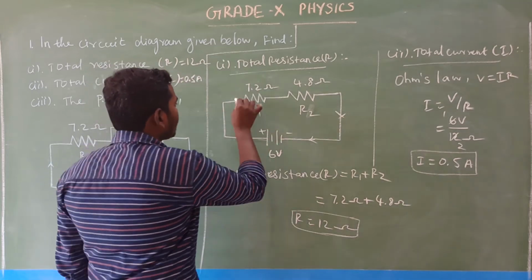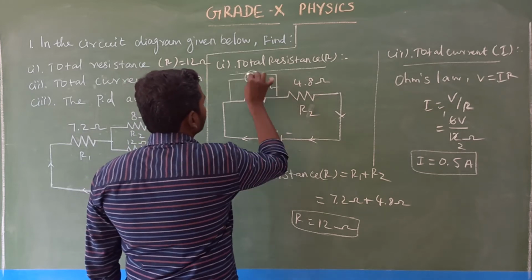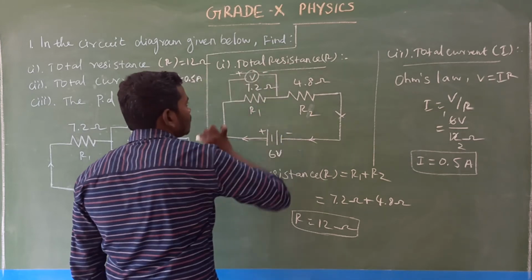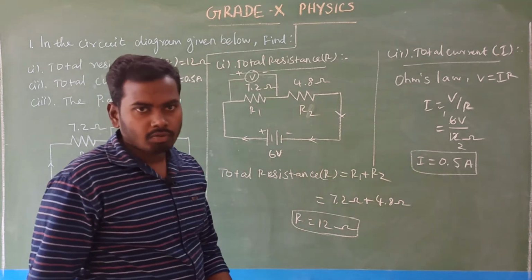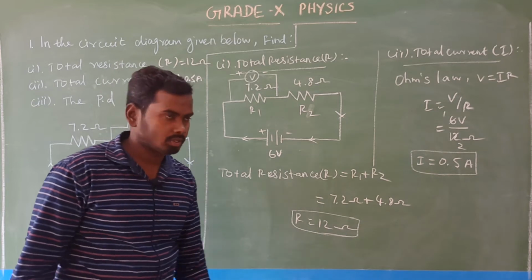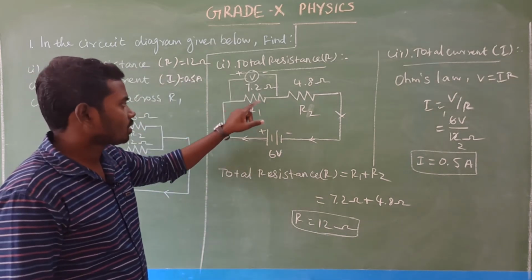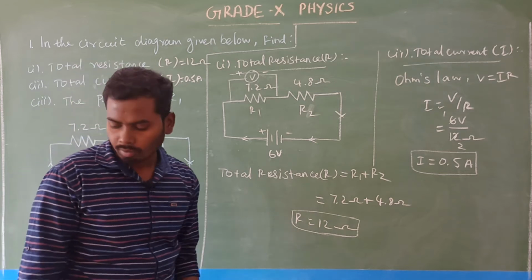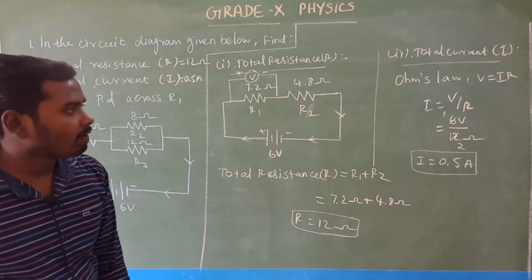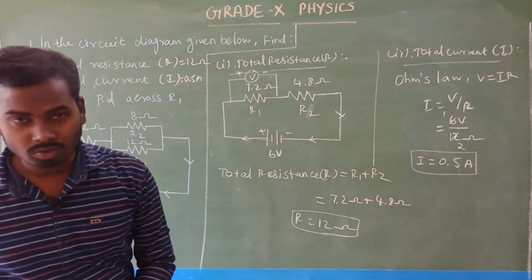Connect the voltmeter here, because a voltmeter is a device used to measure potential difference. Connect the voltmeter across the resistor R1. So now what will be the value? That is the question. I'll rub that side because I don't have space.